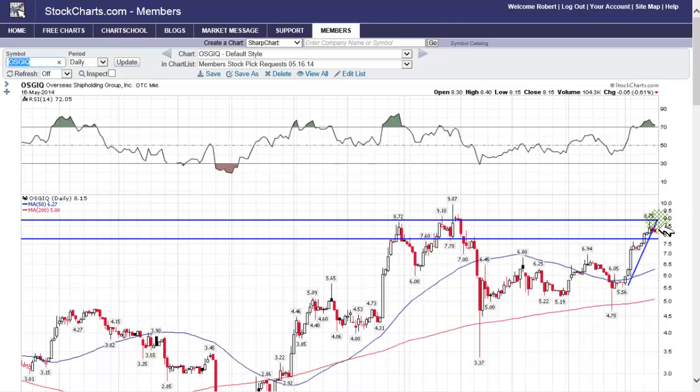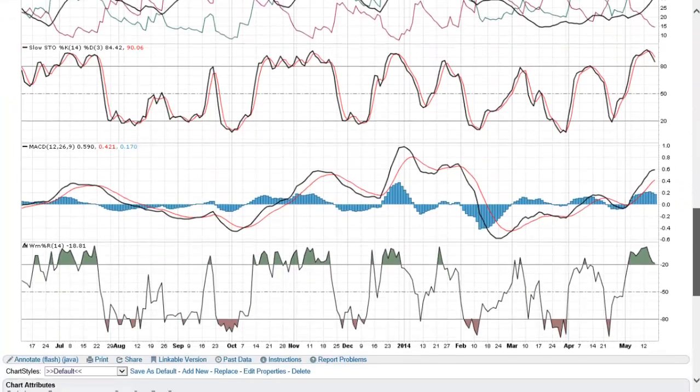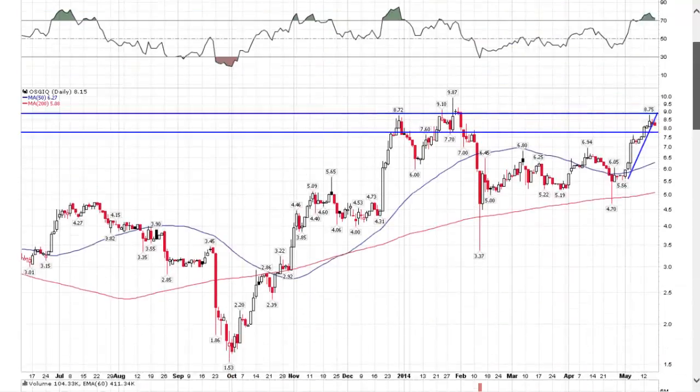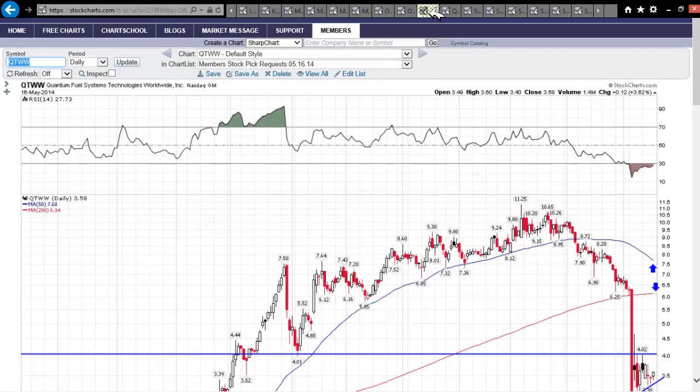Now on a daily basis, it broke down below a short-term uptrend line, which is not good. I would expect to see a pullback to, say, the 775 range. That might be a good risk-to-reward entry point. So I would expect short-term weakness, but longer-term on a weekly chart, it looks fairly good.